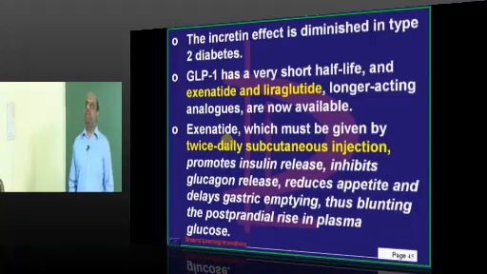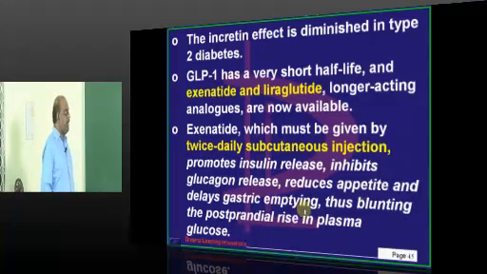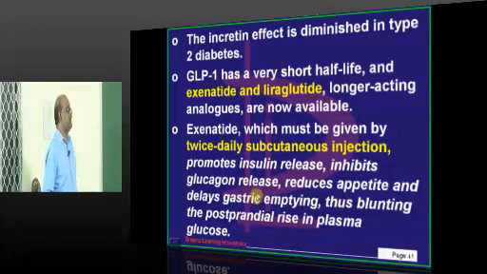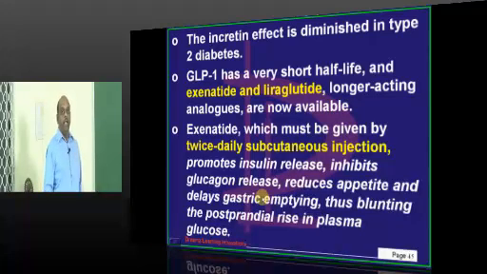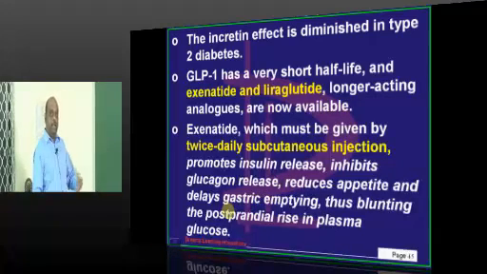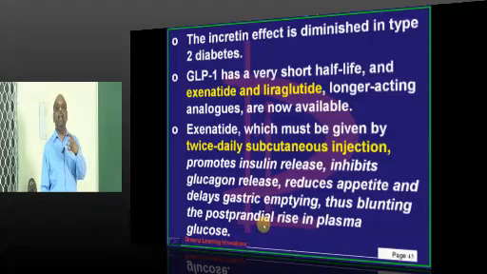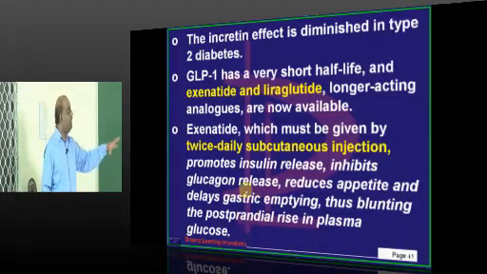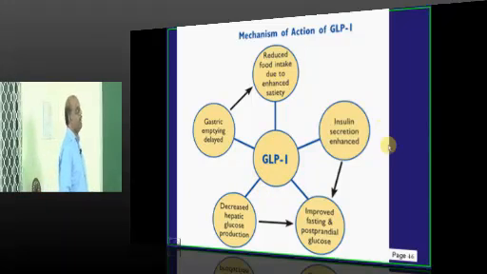So how do you give exenatide? Exenatide is basically administered as twice daily subcutaneous injections which will promote the release of the insulin. It will inhibit the release of the glucagon. It will reduce the appetite. It delays the gastric emptying and it will blunt the postprandial rise of the glucose after you take food. So they are all the effects of this exenatide, is what needs to be remembered.